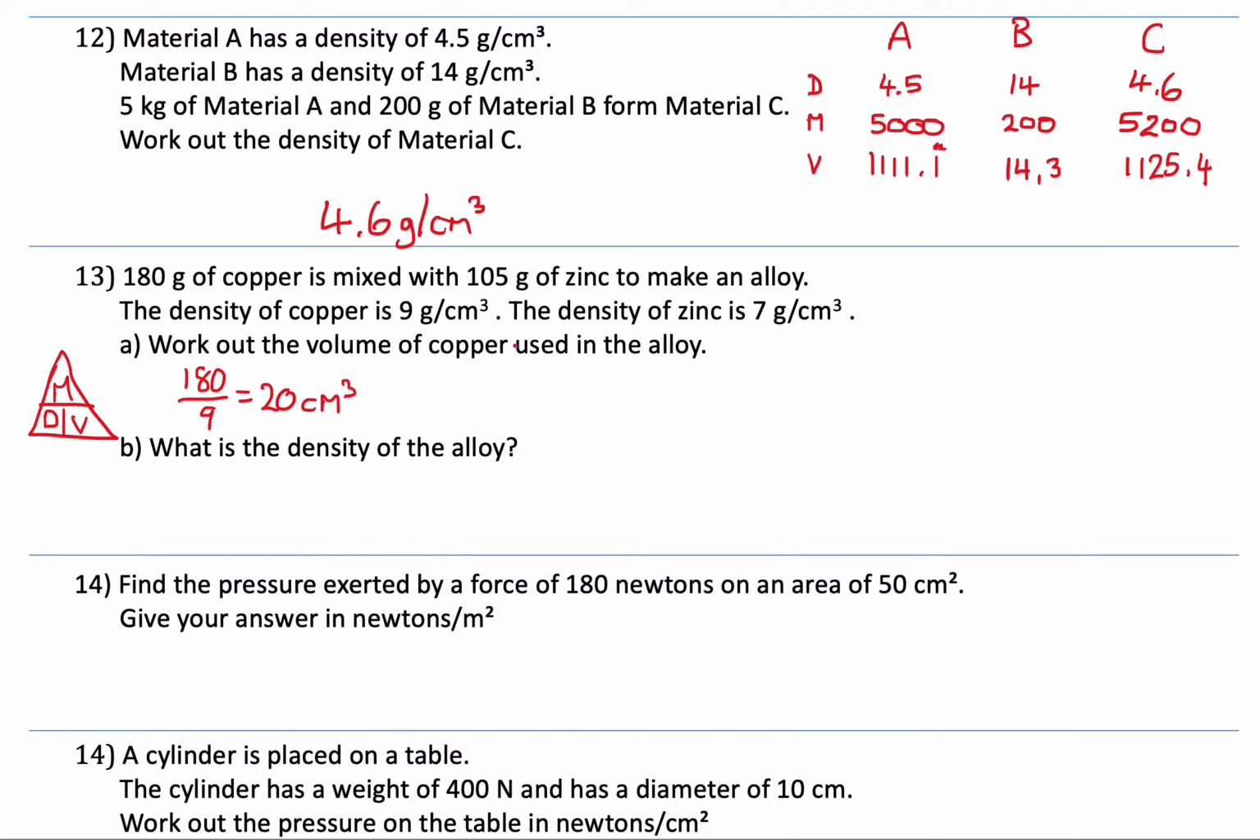What is the density of the alloy? So I want to know the volume of zinc I've got as well. So I'm going to do the same thing here. 105 divided by 7 is 15. So 15 cubic centimeters of zinc. So altogether I have 35 cubic centimeters of the alloy.